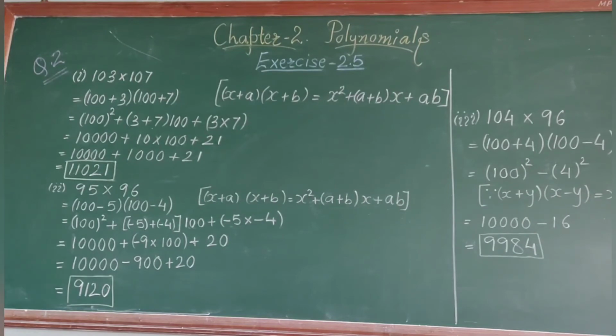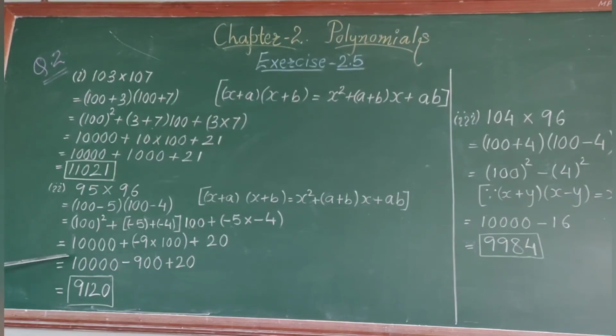Next, question number 2, 95 into 96. Again, we make the given numbers as binomial, so we get 100 minus 5, that is 95, and 100 minus 4, that is 96. Again, you can see that first term 100 is same, and second term minus 5 minus 4 is different. So we use the identity x plus a into x plus b equal to x square plus a plus b x plus a b. Inserting the values, we get equal to 100 square plus minus 5 plus minus 4 into 100 plus minus 5 into minus 4.